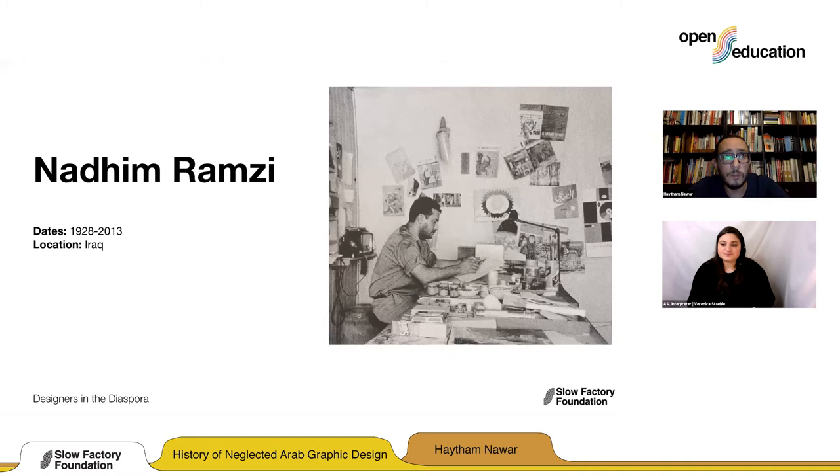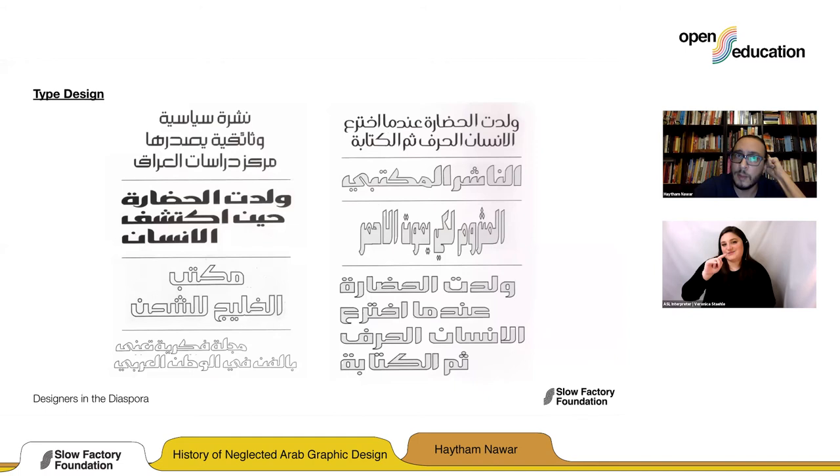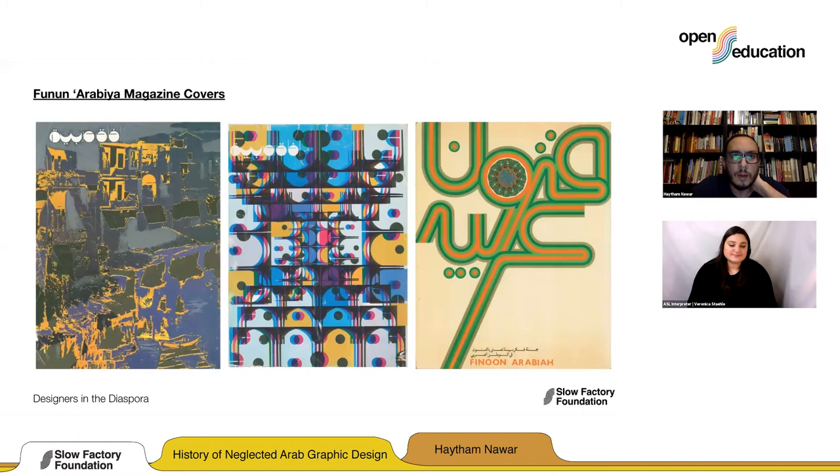Because there was not really design education in Baghdad at that time, he created his own school in the Ramzi print house, to train young designers and young artists to do editorial design mostly. But he was also a big fan of type design, so he did type designs for his publications. And some of the magazines he founded with many of the Iraqi artists I will mention later, which are Funun Arabiya, Arab Arts, and Afaqan Arabiya, Arab Horizons. And those are some of the examples.